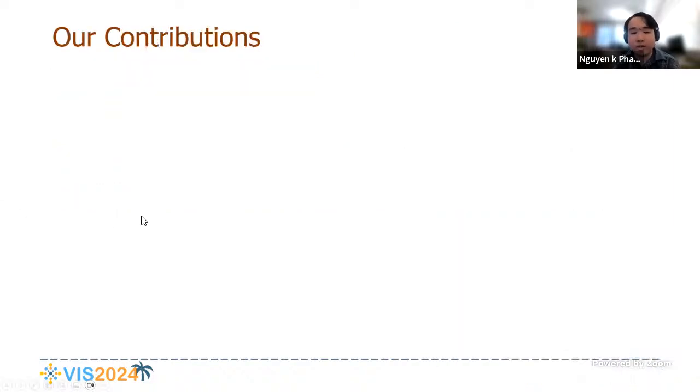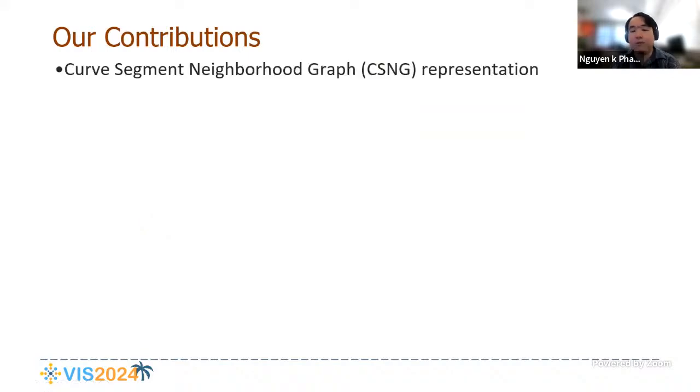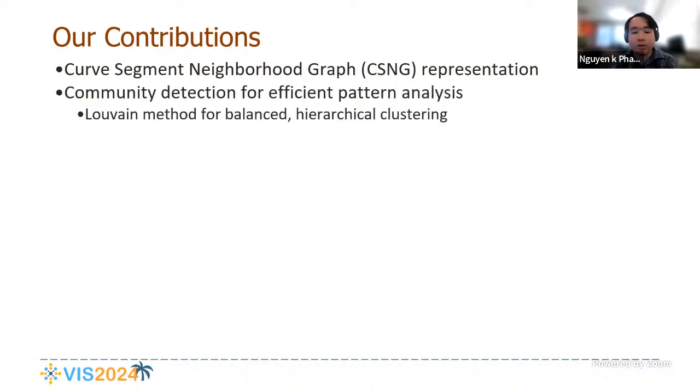Our work addresses the challenges in flow visualization through several key contributions. Firstly, we introduced the curve segment neighborhood graph, a novel representation that captures the spatial relationships between curve segments in flow data. To tackle the challenge of efficiently analyzing large-scale datasets, we employ community detection algorithms, particularly the Louvain method.